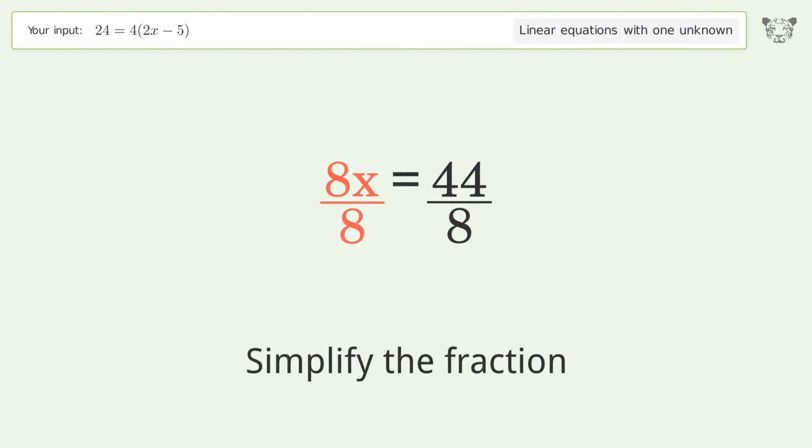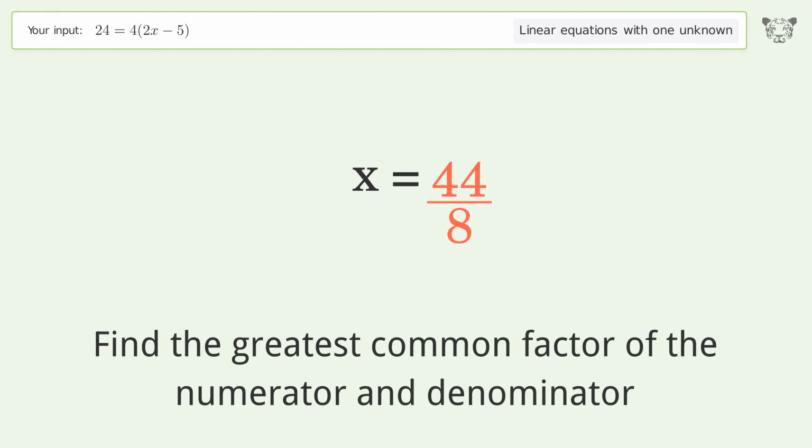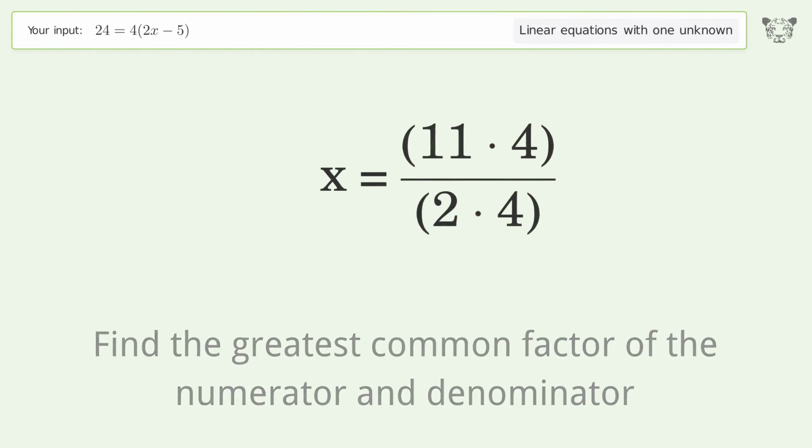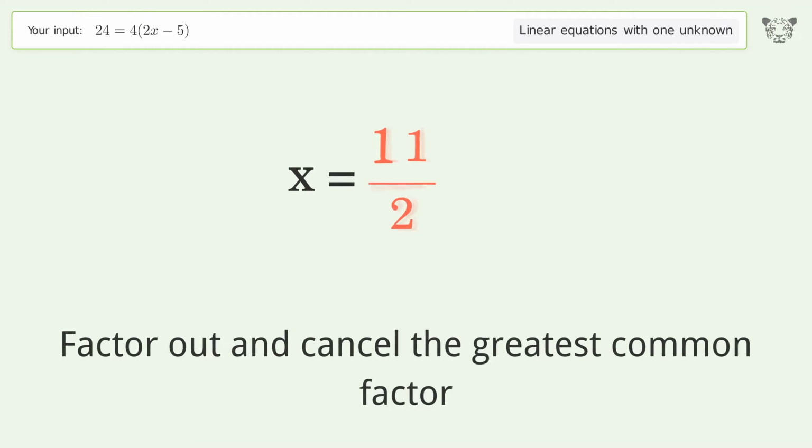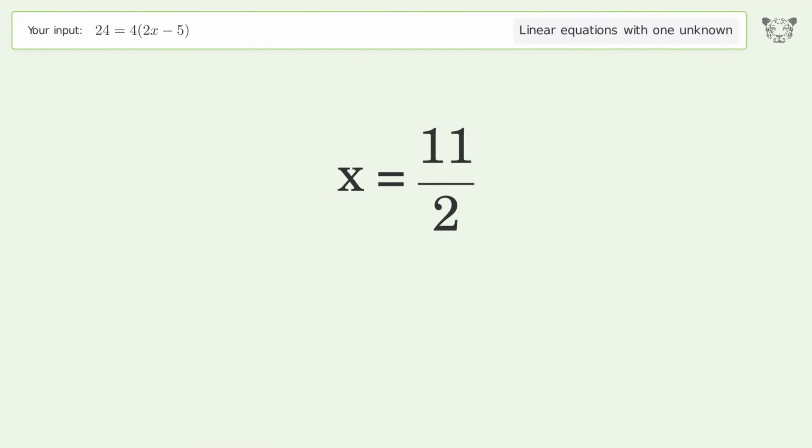Simplify the fraction. Find the greatest common factor of the numerator and denominator. Factor out and cancel the greatest common factor. And so the final result is x equals 11 over 2.